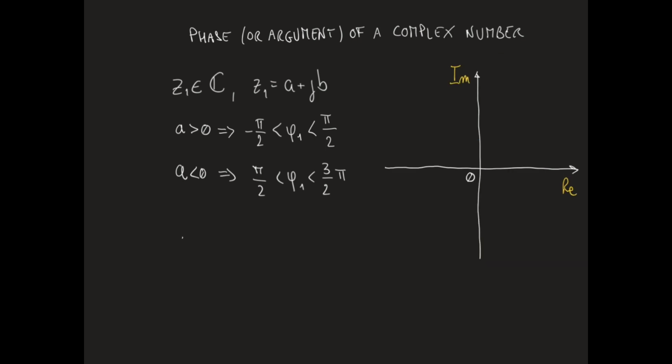Finally, note that if A is equal to 0, then the phase phi 1 is equal to pi divided by 2 if B is positive, while it's equal to minus pi divided by 2 if the imaginary part is negative. This latter case we have considered is the case of purely imaginary numbers, which is complex numbers with real part equal to 0.